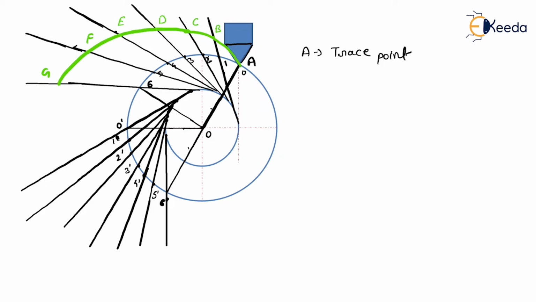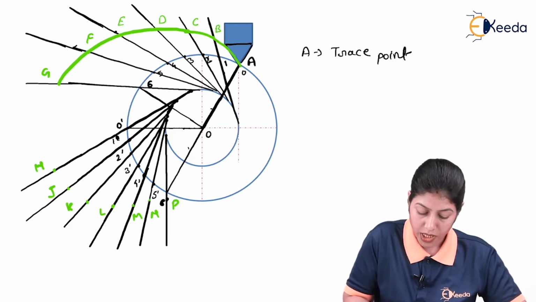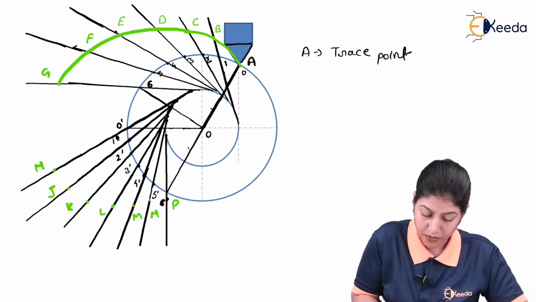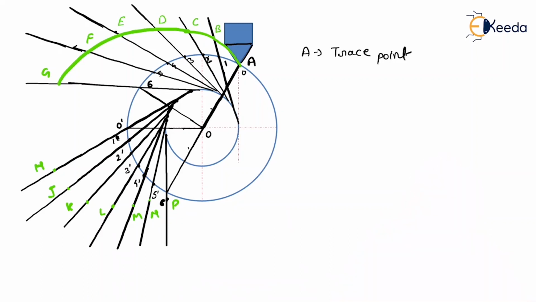Now similarly we will draw from 0 dash to H, then 1 dash to J, 2 dash to K, 3 dash to L, 4 dash to M, 5 dash to N, and we will join these points further.